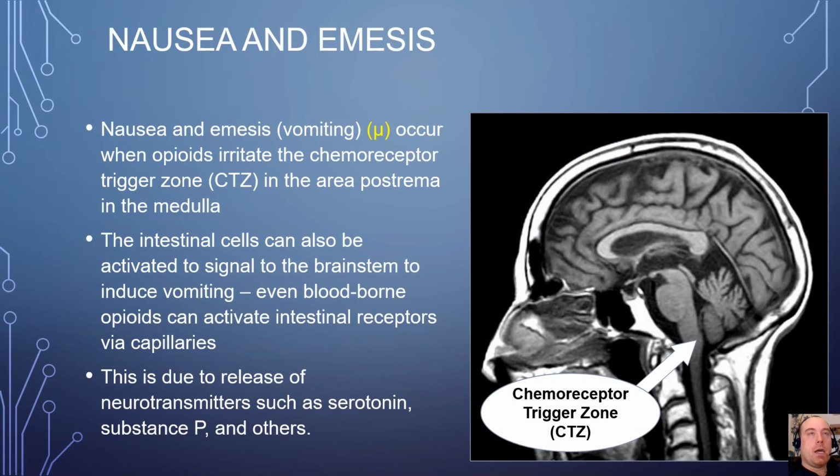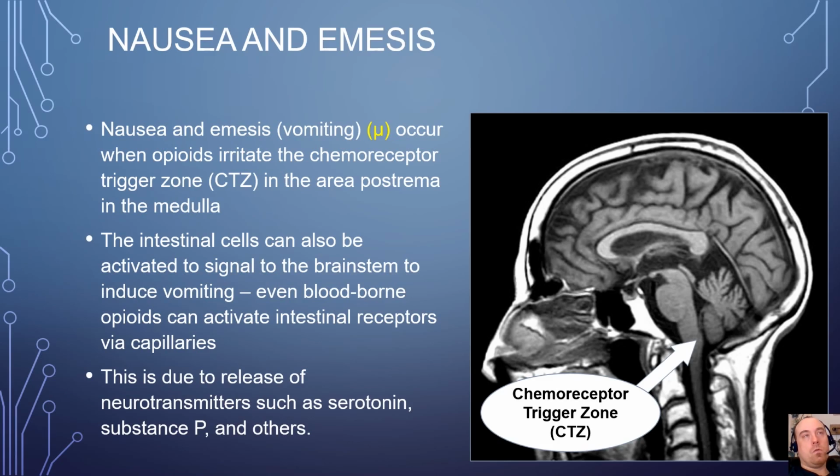Next would be nausea and emesis. So nausea is the feeling that you might want to vomit, and emesis is actually vomiting. It's thought to be due to the mu opioid receptor, and specifically opioids have been shown to irritate something called the chemoreceptor trigger zone, and that is approximately where that arrow is, right in the brainstem, in the medulla. That has receptors that, if those cells there are harmed or irritated, they'll release certain neurotransmitters that will activate receptors.